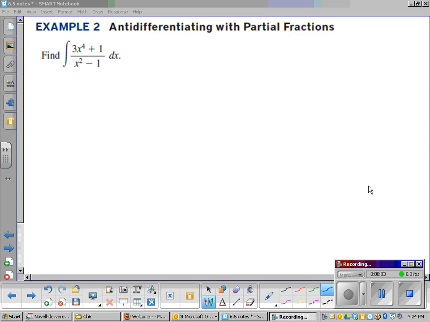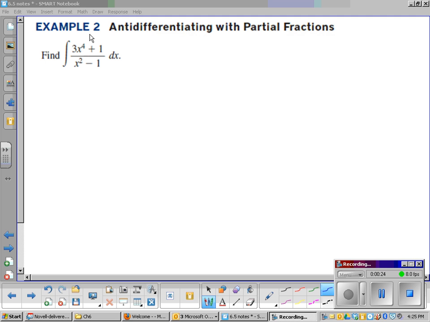You know, when we're working in this section of the book and we have this nifty little title here that says anti-differentiating with partial fractions, it's easy just to jump right in and start doing that. But keep in mind that if you were on a comprehensive exam and you saw this problem, the first thing you should try is recognition.